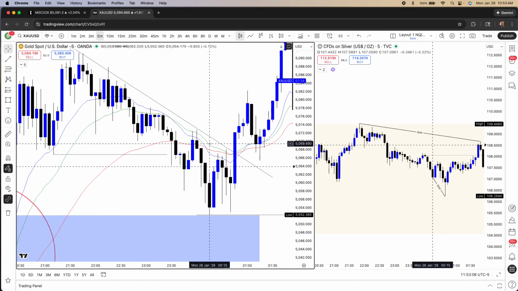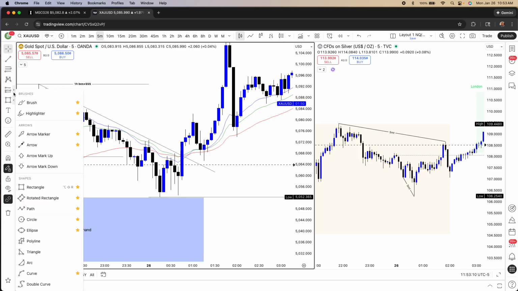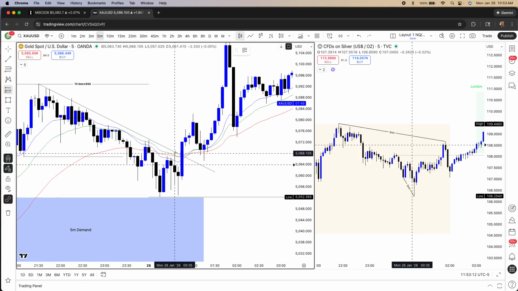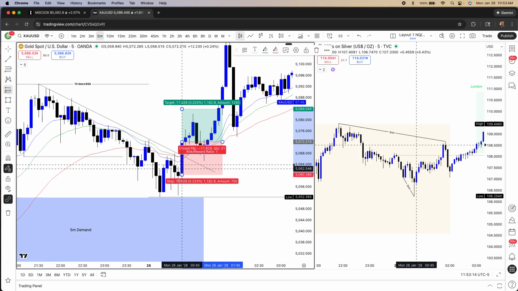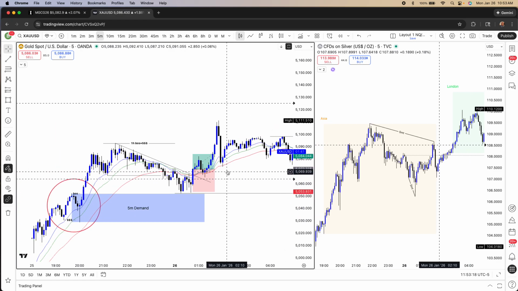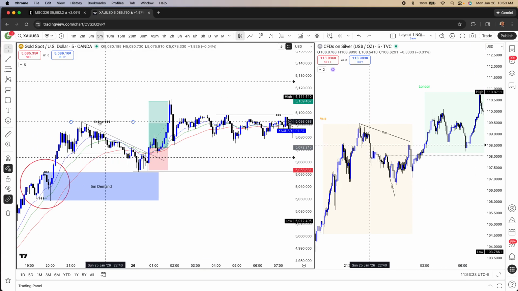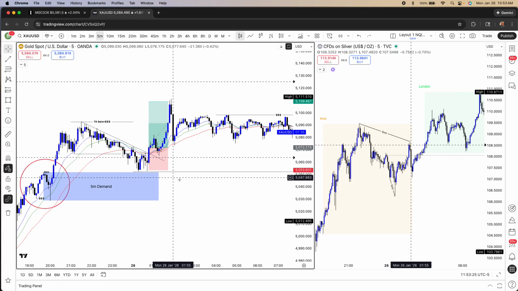Same setup right here. Where we at? We could have just easily taken it off of the break of the trend line. And trend line breaks are very good trade setups. It gives you very explosive moves to the upside because of low resistance liquidity.